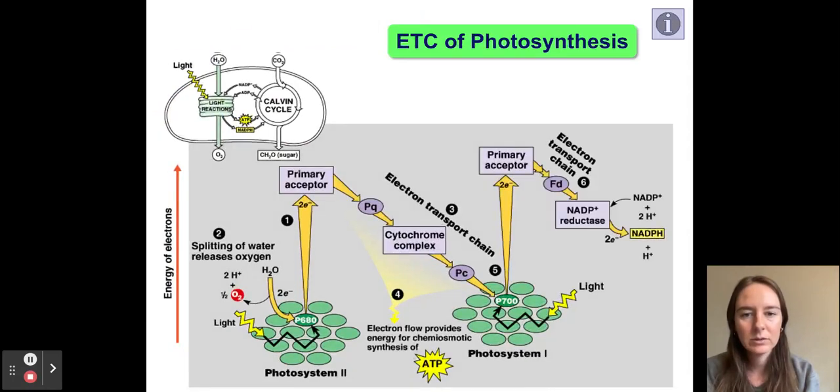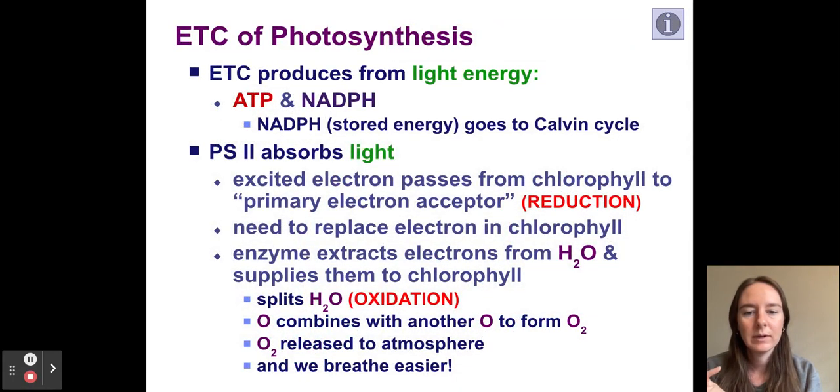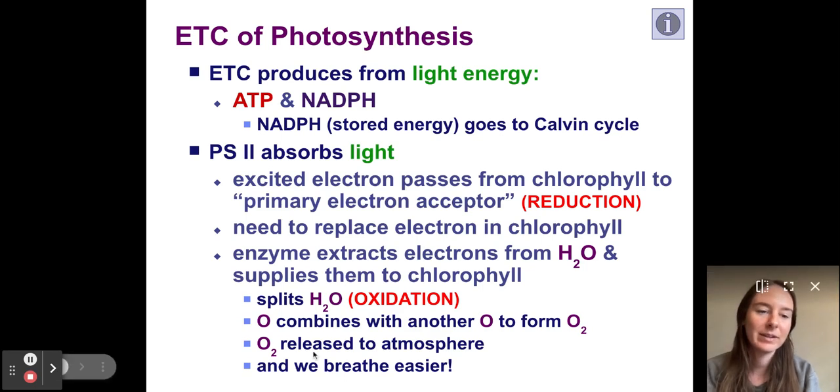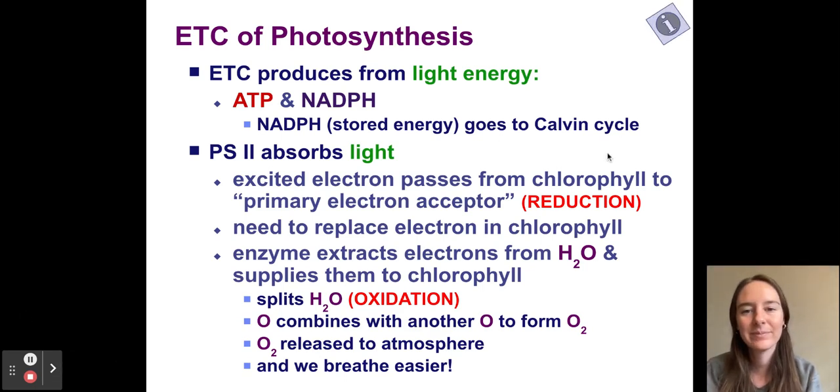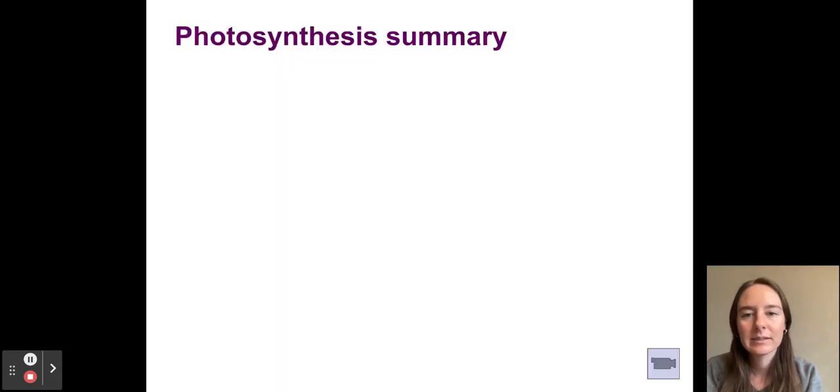See if there's anything else. Okay. I think we talked about that. So if you want to look more closely at basically the summary of the light-dependent reactions, you can look at this slide here and pause it.